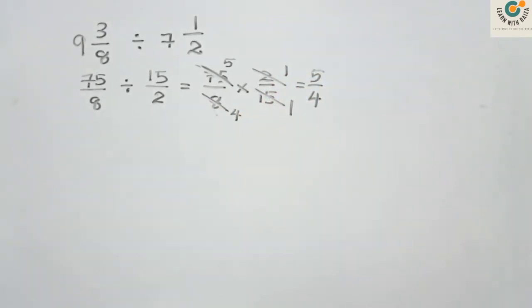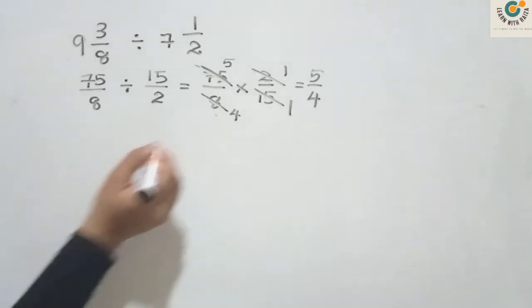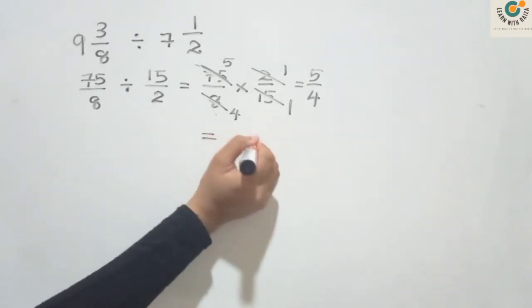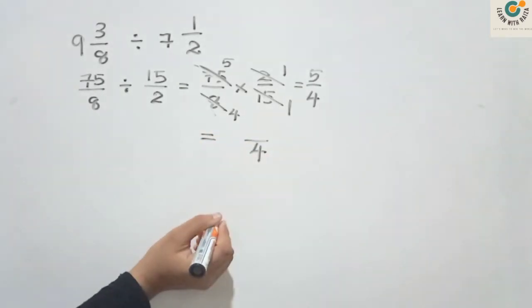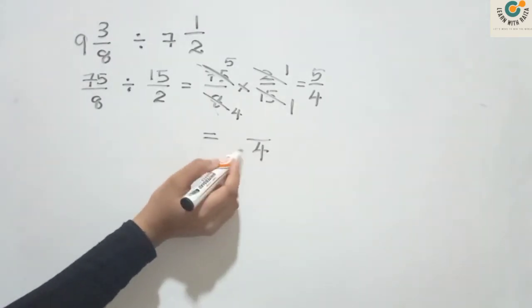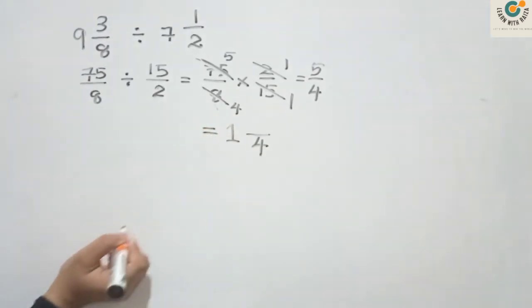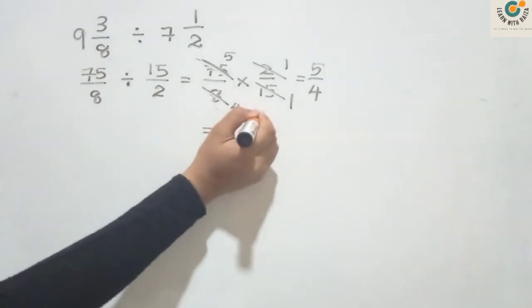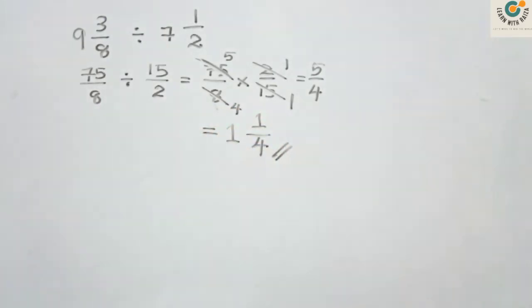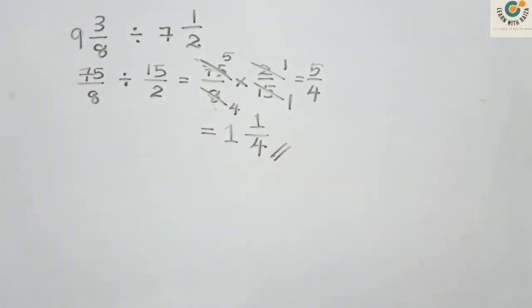But you can notice that that is an improper fraction. So we can convert it into a mixed fraction without changing the denominator. The closest value for 5 is 4 times 1 gives 4. 4 plus 1 will give 5. So you are getting 1 and 1 upon 4 as the final answer.